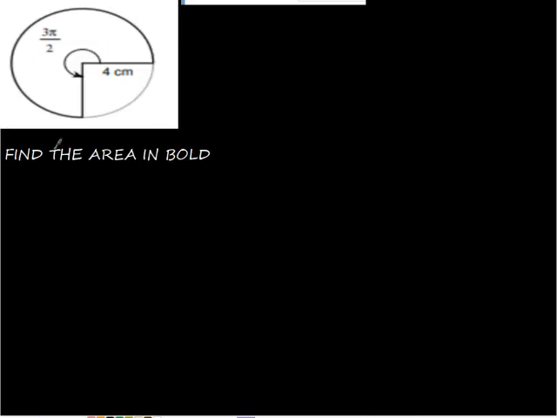So I just want to find the area that's in bold here, and you can see this. So I'm trying to find this area right here. I'm trying to find the area enclosed in here, right? Trying to find this area.